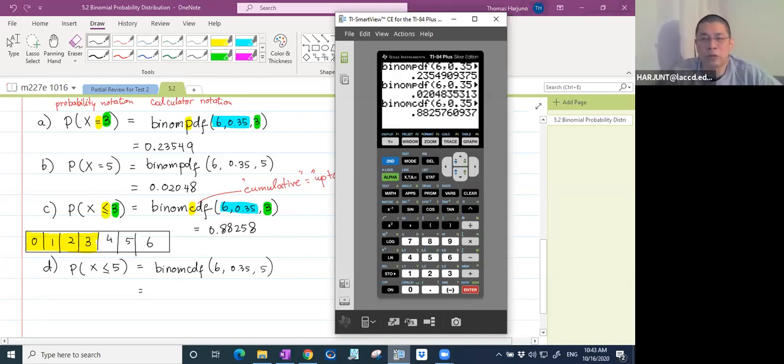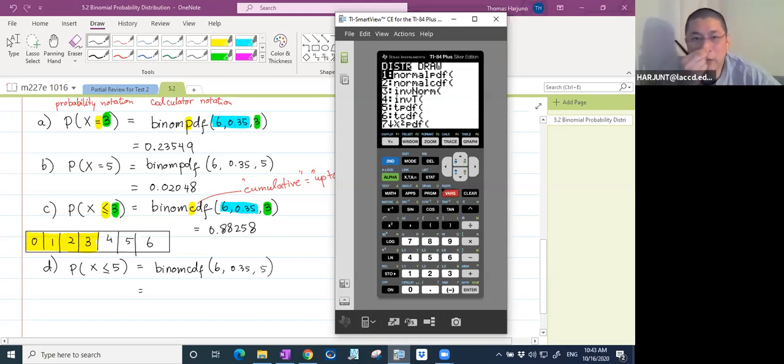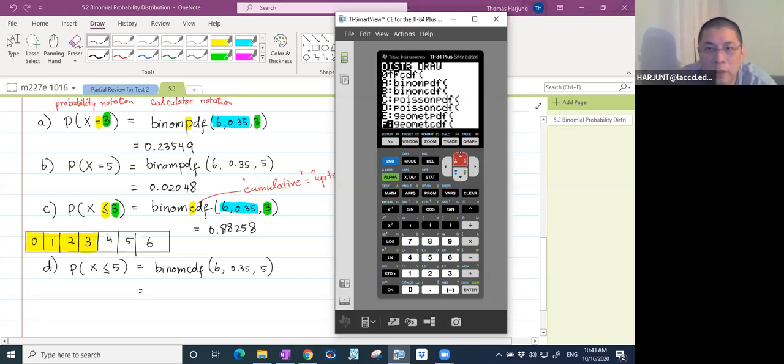Okay, now let's do the calculator. That will be second distribution. Now I want to start teaching you some tricks. You know that binom CDF is quite far at the bottom of the list. So instead of going down, you can go up. You start from the bottom of the list, and then go up, up, up, up. Now you see binom CDF, right? And then enter.